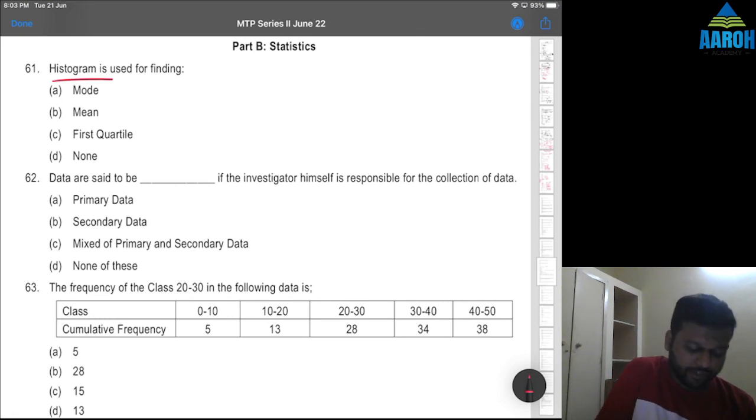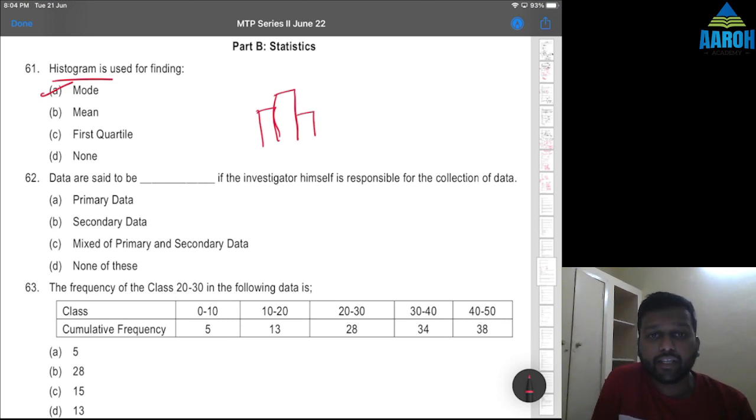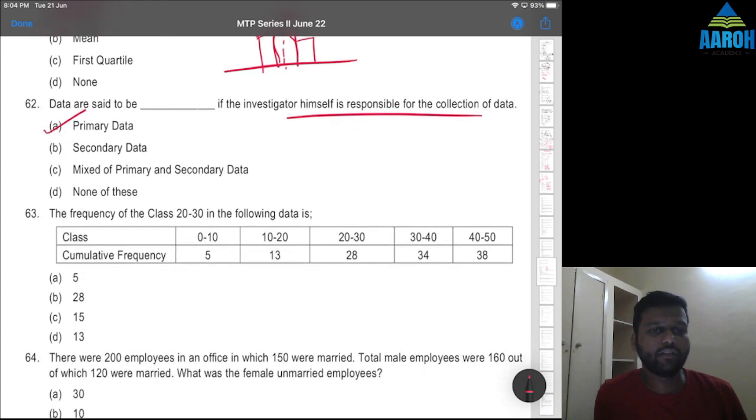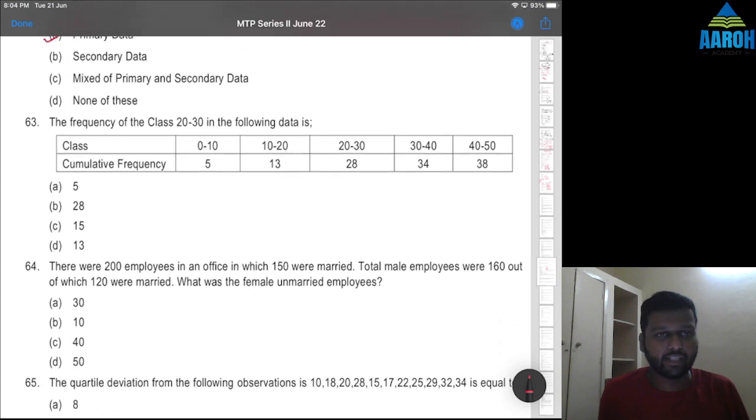Okay. Histogram is used for finding mode. That is a pure theory question. You should know that. How to find mode on histogram? If this is the highest frequency bar, then we draw connecting lines like this, and this point is the mode. Okay. From theory point of view, you should know this. Next, data are said to be dash if the investigator himself is responsible for collection of data. That is the definition of primary data. Secondary is when someone has already collected.